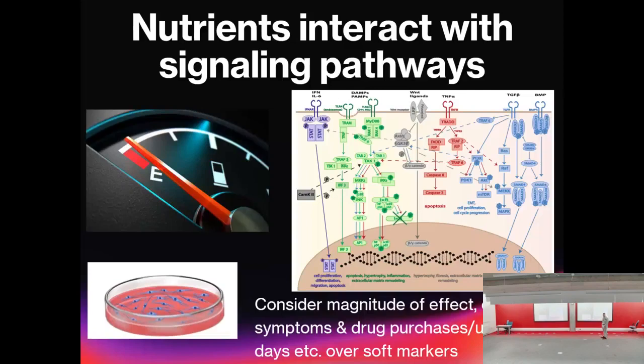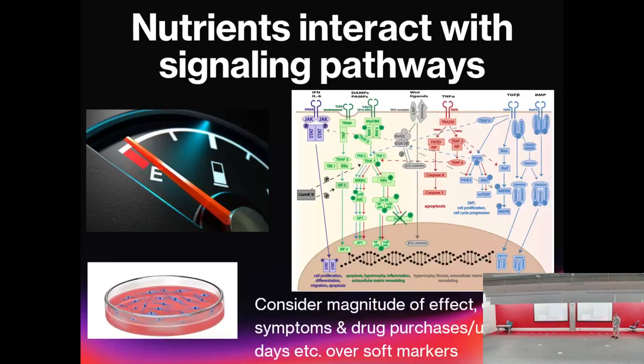Now, there's thousands of these little pathways. Just because we can take a petri dish of immune cells and dose it in vitamin C or zinc or vitamin D, and we see some of these different pathways being upregulated, doesn't mean that you're going to see any real world effect on cold and flu symptoms.